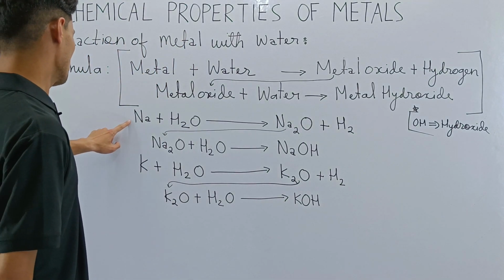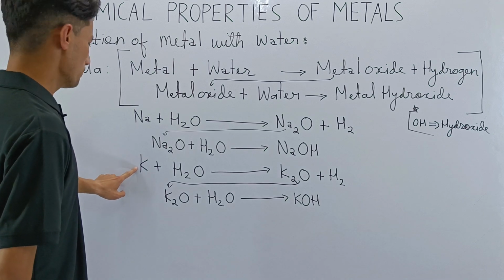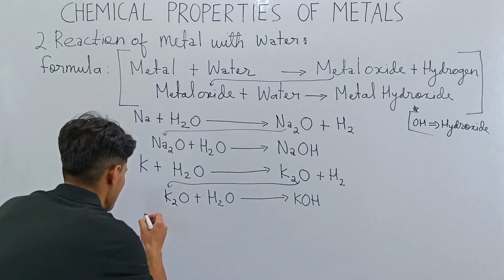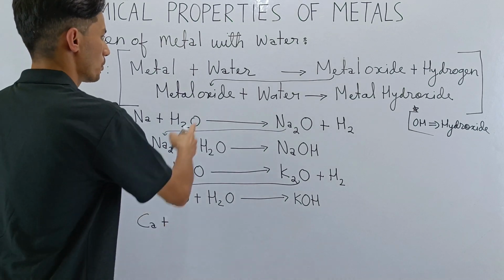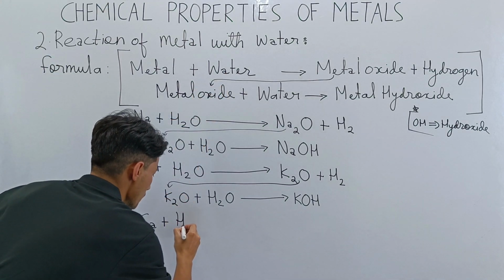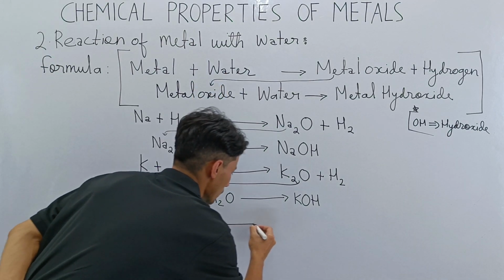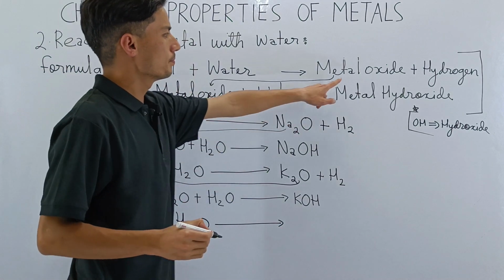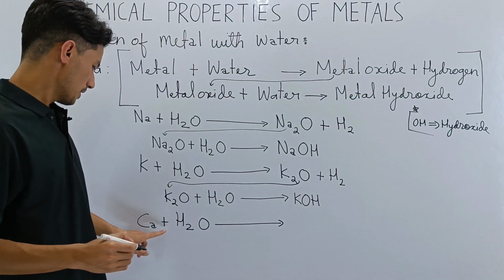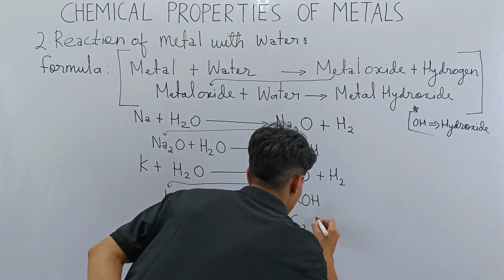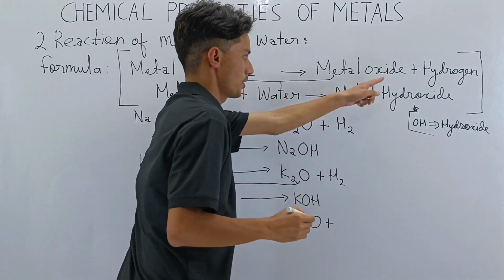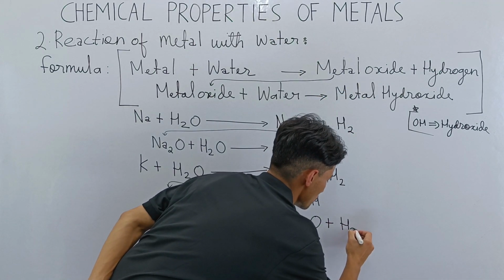So now we have taken sodium, we have taken potassium. Let's take calcium. So calcium plus, according to the formula, water, H2O. What will we get? We should be getting the metal oxide. So it will be CaO plus hydrogen from the formula, H2.